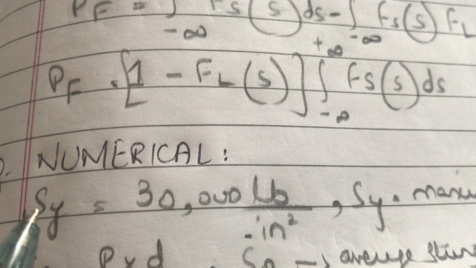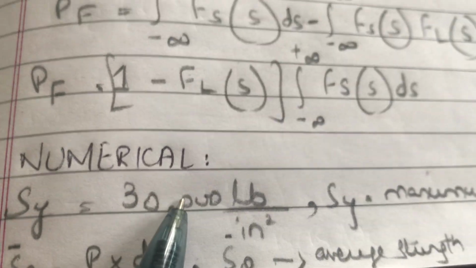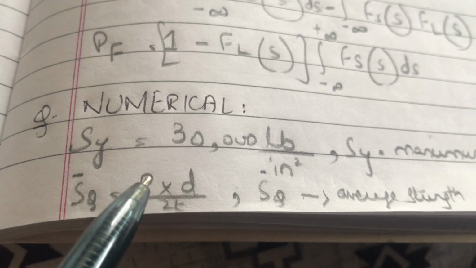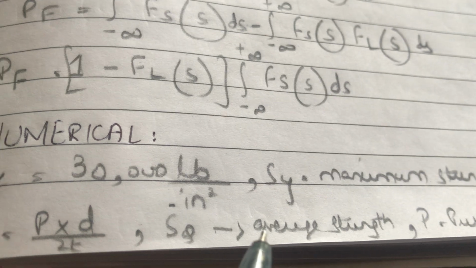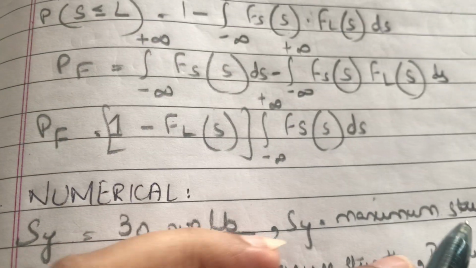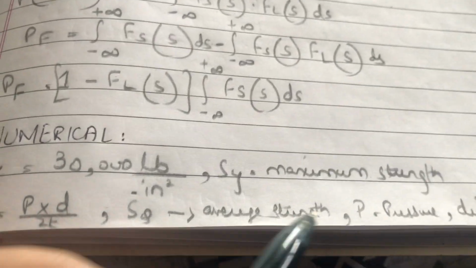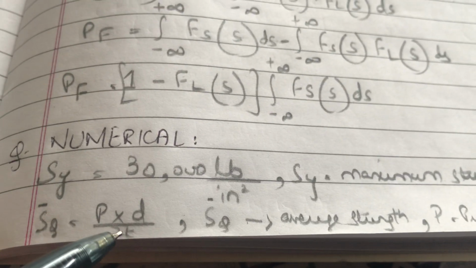So how can we find it? We have data that is given. Sy is basically 30,000 lb over inches square. Sy is the maximum strength, and we have Sq, that is P into D over 2T. And what is this Sq? Sq is the average strength. Sy was the maximum strength, Sq is the average strength. And what is this P? P is basically the pressure, D is the diameter, and this T is the thickness.